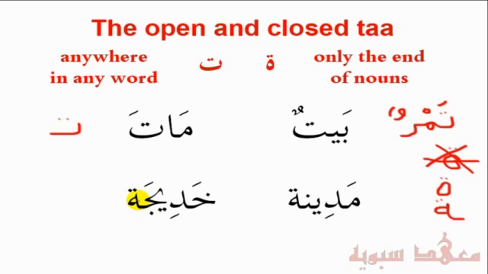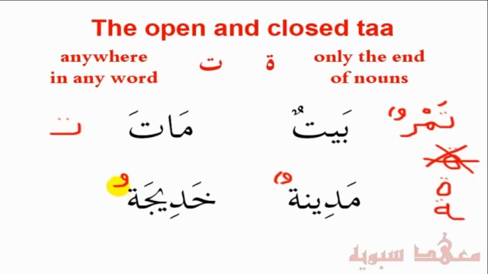And thirdly, if you actually pronounce the last letter with the harakah, so for example, when we say Khadijatu, notice Khadijatu, we pronounce the ta. If we stop at the ta, Khadija, it's a ha. Medina, or Madinatun, if we put the tenween.